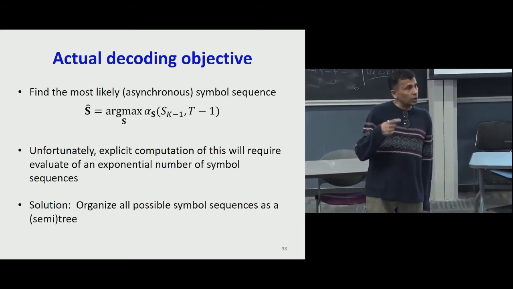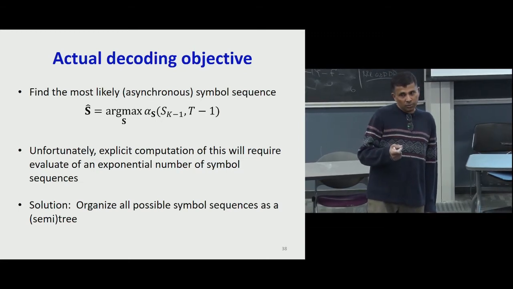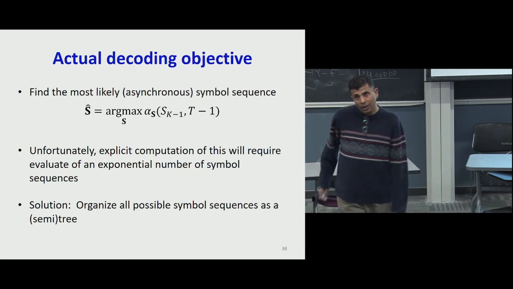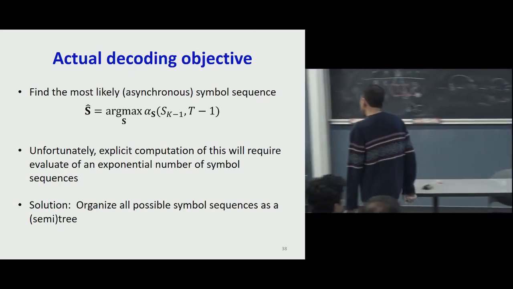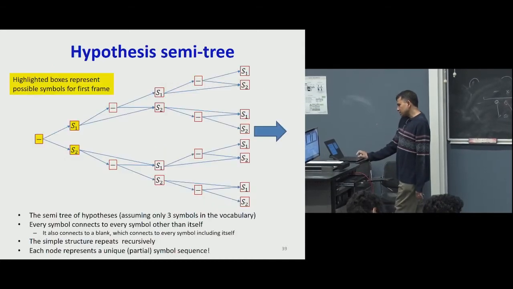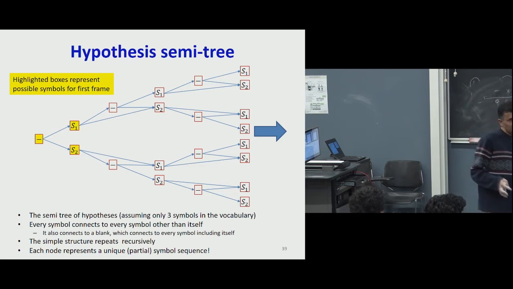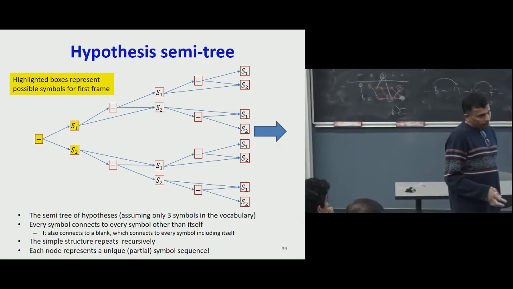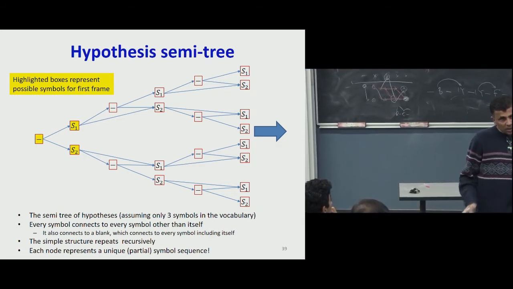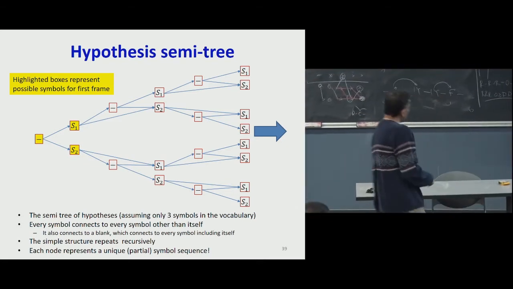Unfortunately, you can't explicitly go through every possible order synchronous sequence and compute its alphas. There are an exponential number of these. So we actually need some effective compact way of doing this. And so what we will do is organize all of our possible symbol sequences as an almost tree-structured graph. I'm saying almost tree structured because it's not an exact tree. You have things coming out. So what is this graph over here?